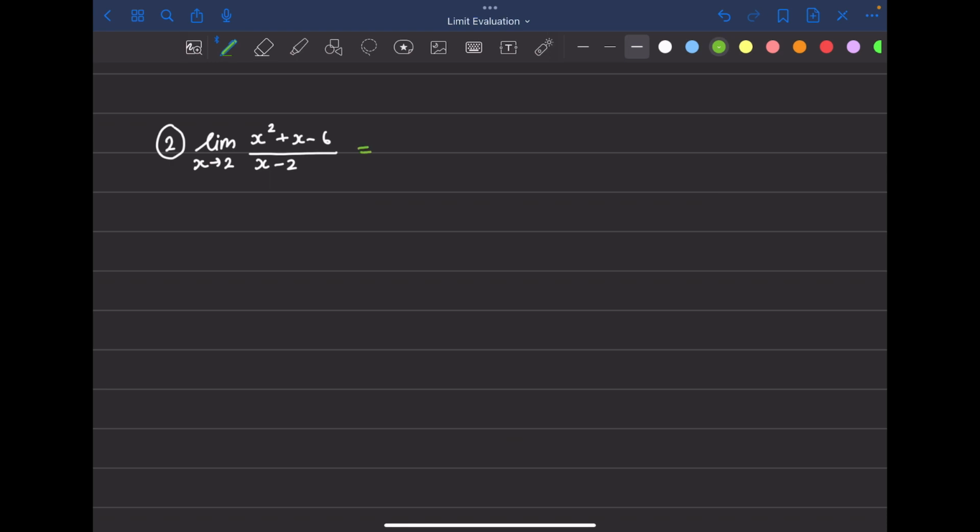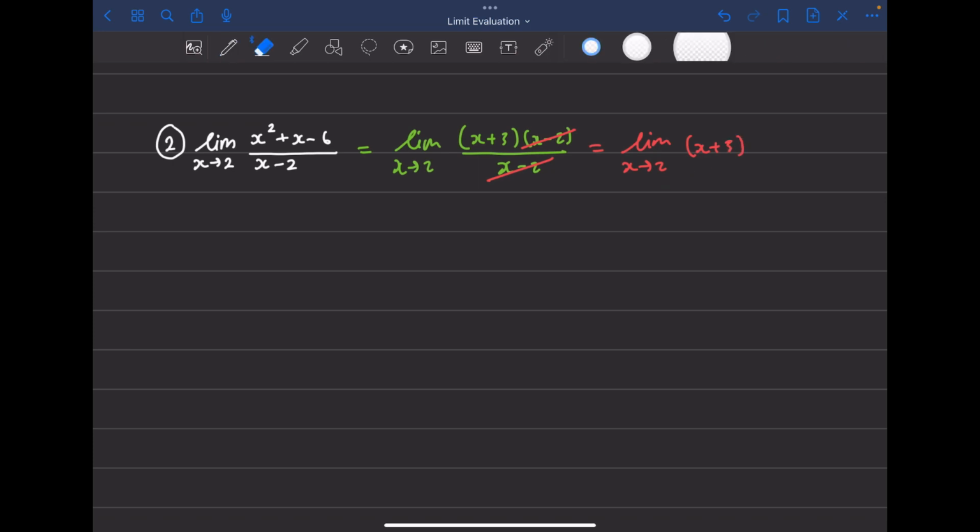So this will give us the limit as x approaches 2 of (x plus 3)(x minus 2) over x minus 2. All I did here was factor the numerator into these two. Now, before we continue, we can simplify this and this, since we have x minus 2 on the top and the bottom, and this would be the same as the limit as x approaches 2 of x plus 3. Now it's pretty simple: put the 2 inside, we will get 2 plus 3, which is 5.